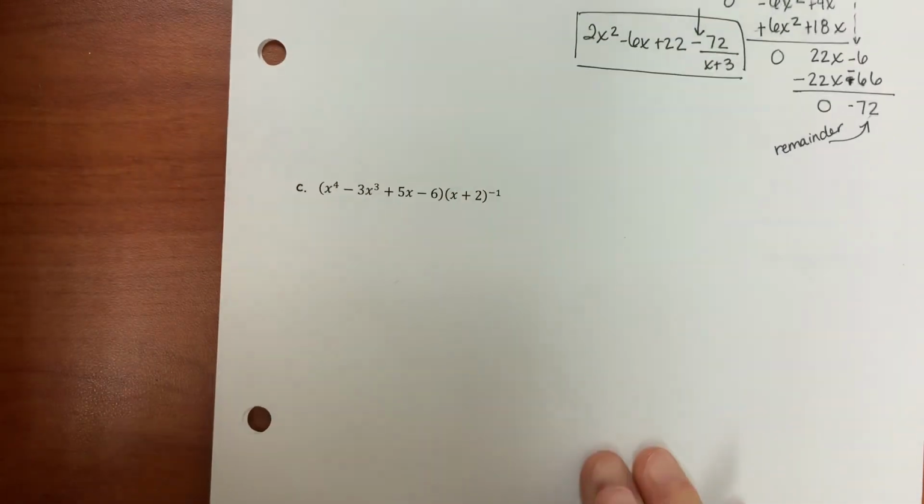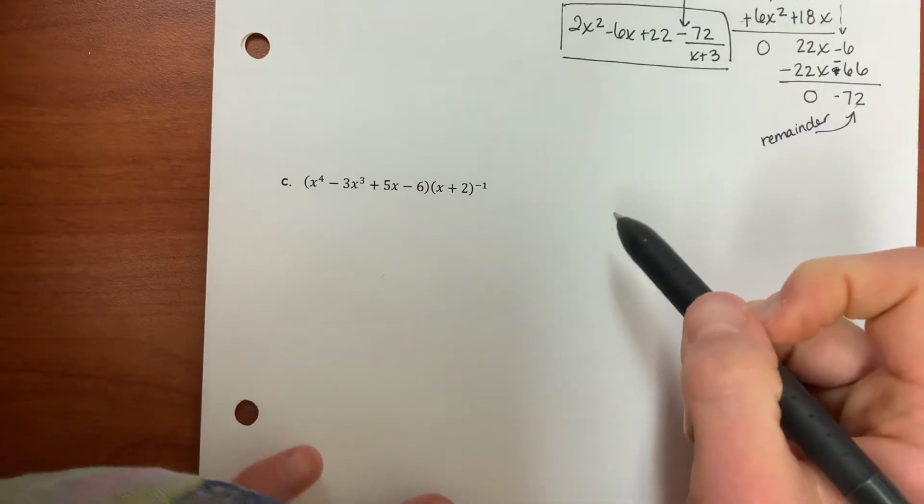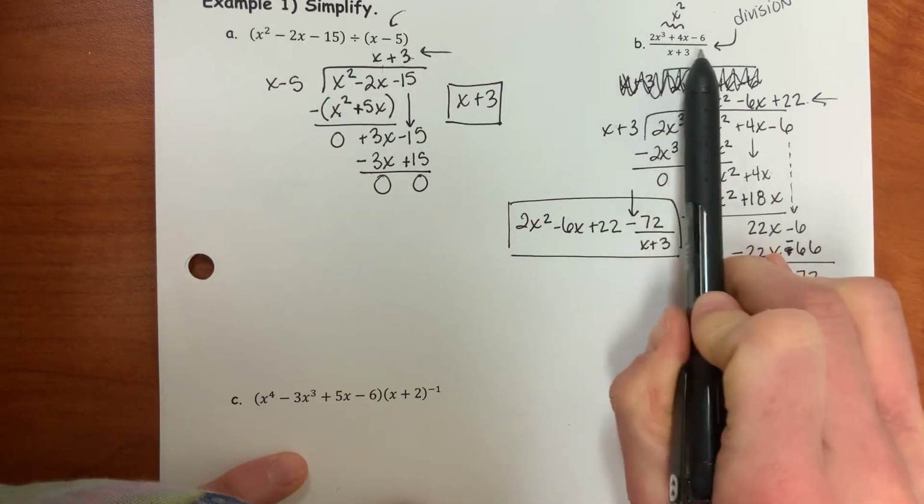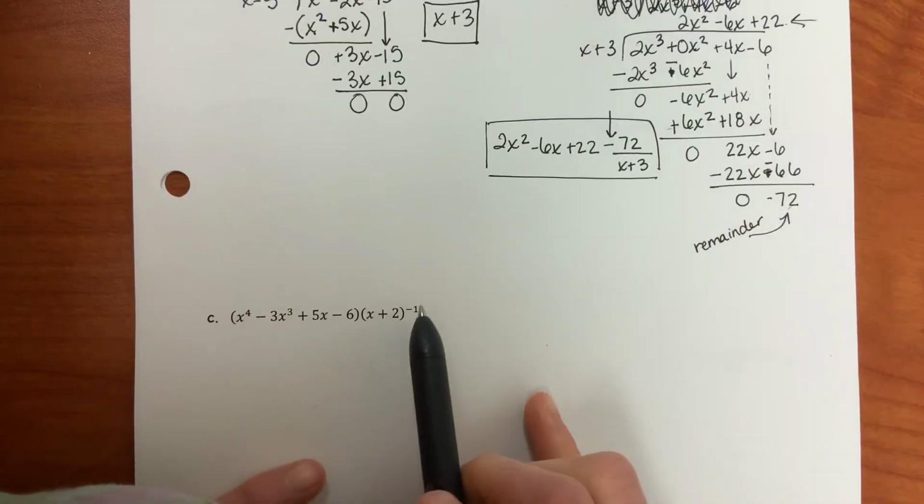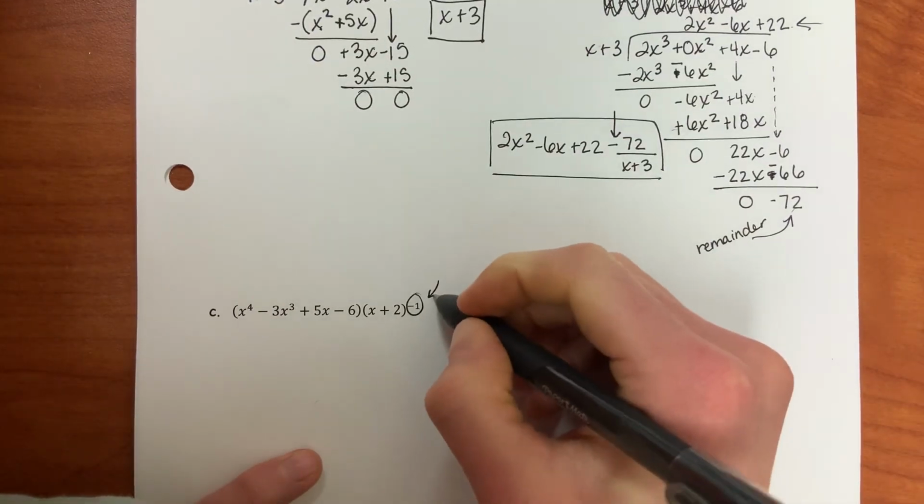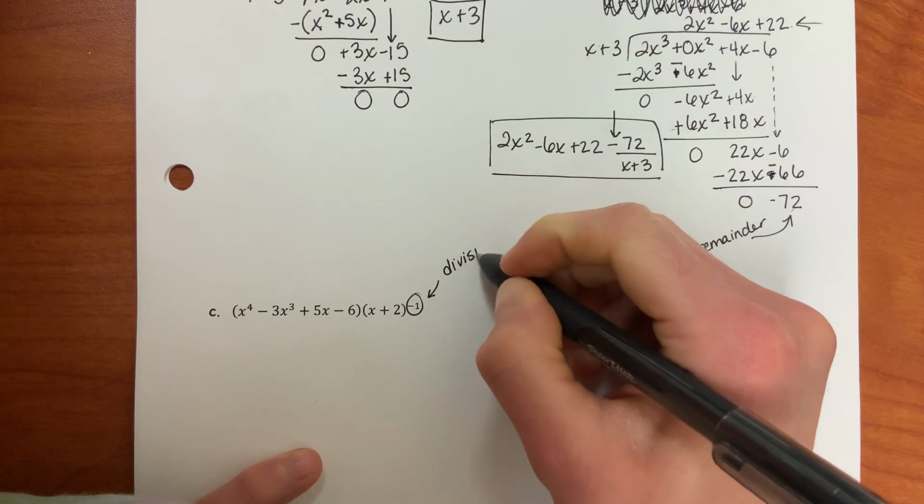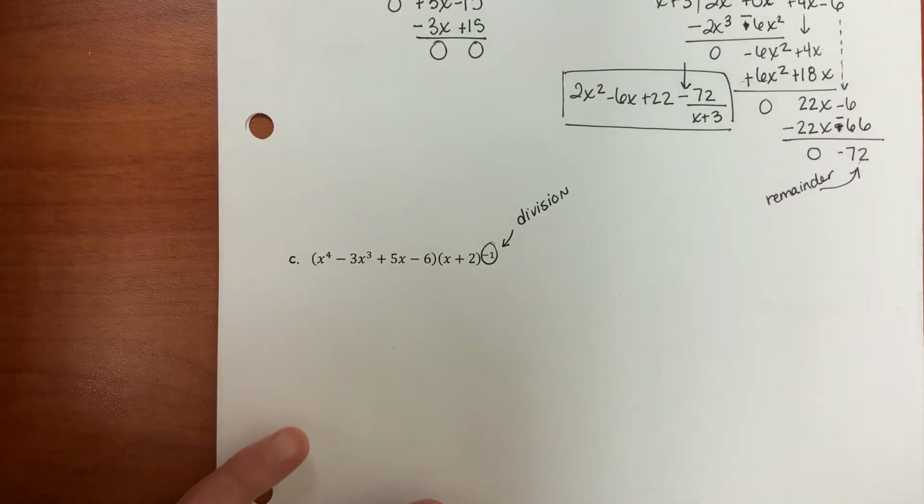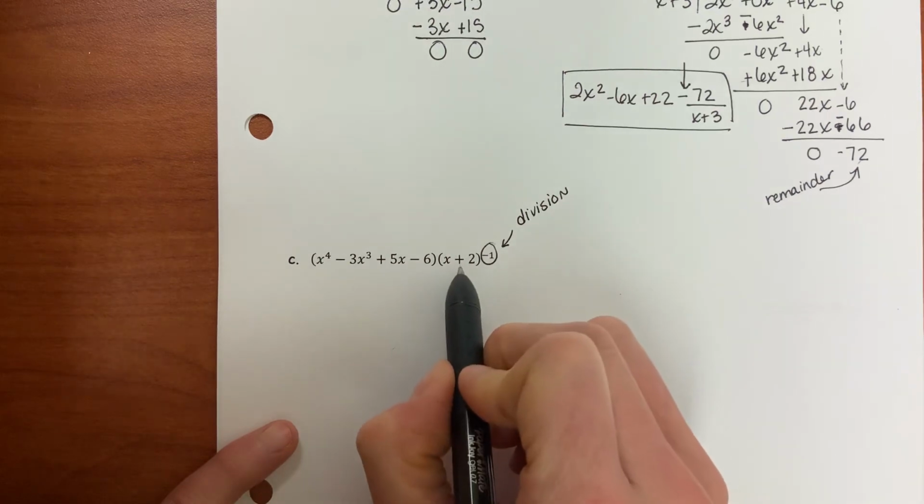Awesome, guys. Okay, one more. So just like we talked about, this means division, this line means division, this negative exponent also means division. Okay? So we're going to set this up just like any division problem. This is our divisor, okay?